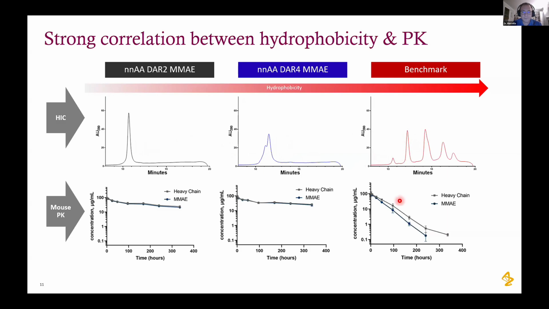When we look at the pharmacokinetics, as I stated before, the benchmark is more hydrophobic, so it suffers in PK. It clears much more rapidly. And you can see that there's 2 lines.